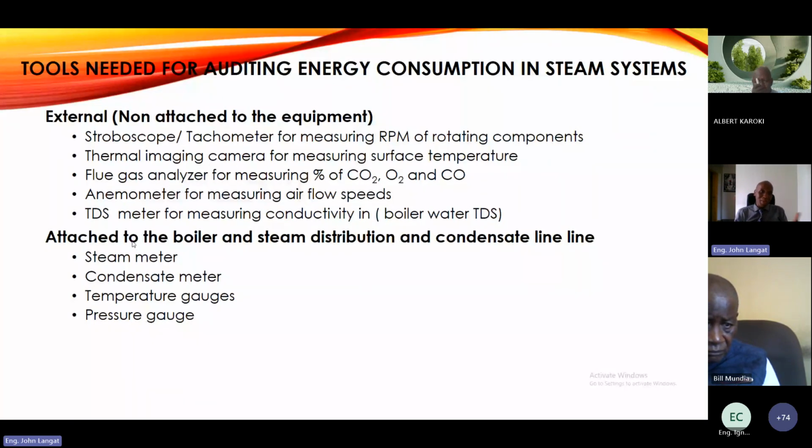Steam meter, as you see when we're calculating the boiler efficiency, we're using the rate of steam generation. Temperature gauges should be in a position to tell you if your flue gas temperature is high, so there's some heat being lost at the stack. Then the pressure gauges will tell you if your boiler is operating at optimal capacity. These are the ones needed for energy audit.